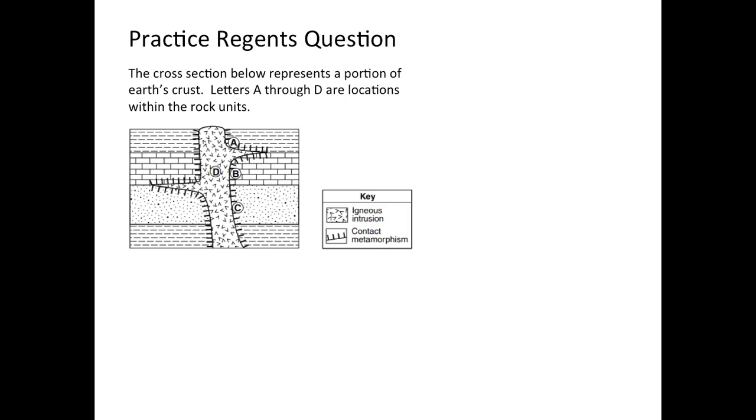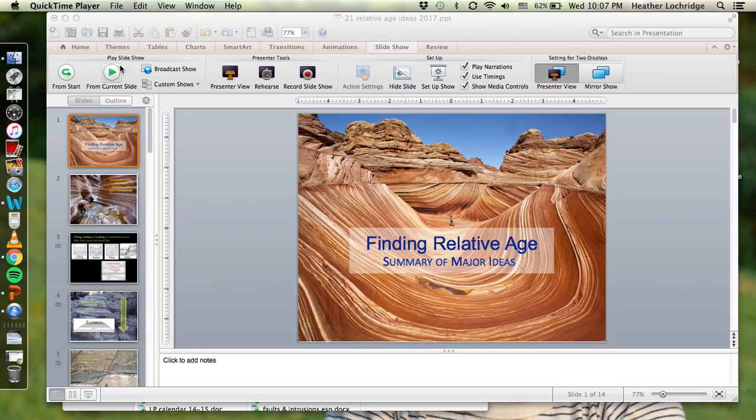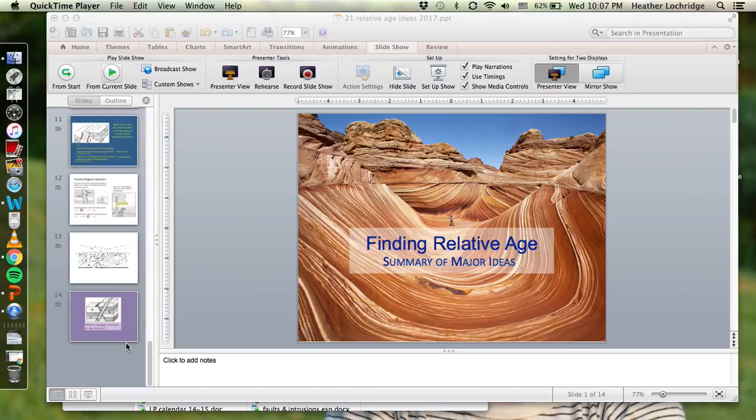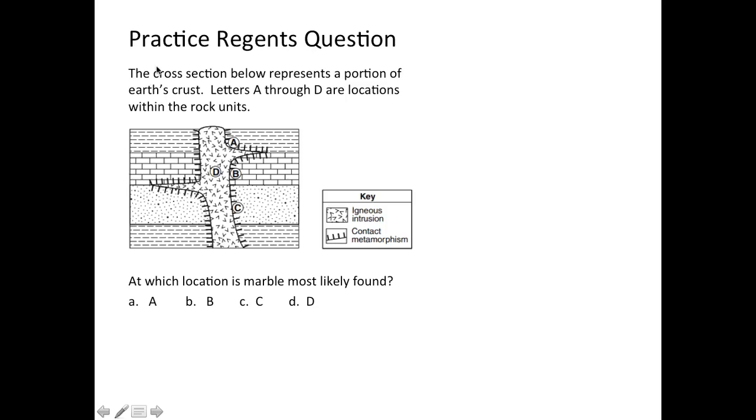Another practice Regents question. If you feel like you understand, feel free to stop the video. This cross-section represents a portion of the Earth's crust. Letters A through D are locations within the rock unit. At which location is marble most likely found? So to do this, you have to know that marble is caused by contact metamorphism, so it's likely to be found at one of the locations on the edge, so either A, B, or C.